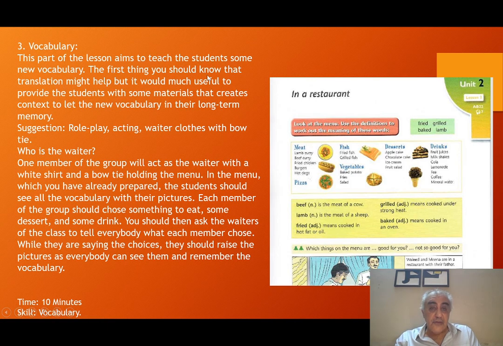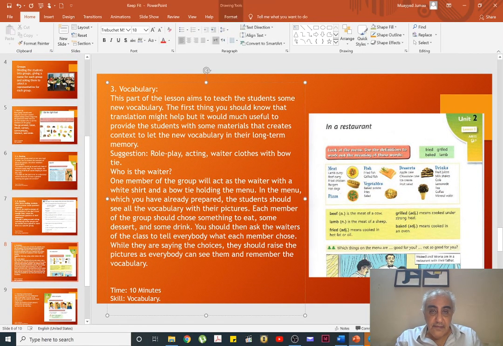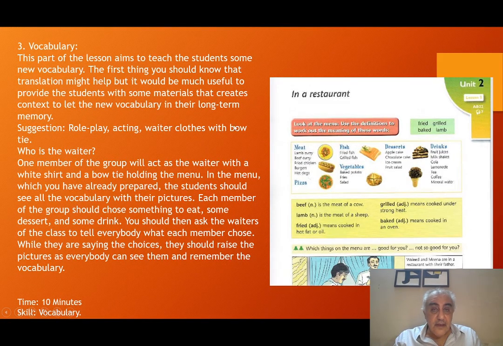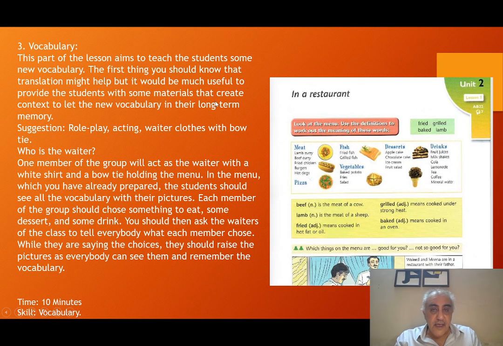The first thing you should know is that translation might help, but it would be much more useful to provide the students with some materials that create context to let the new vocabulary stay in their long-term memory. Sorry, because I was in a hurry when I made this, so there are some mistakes.